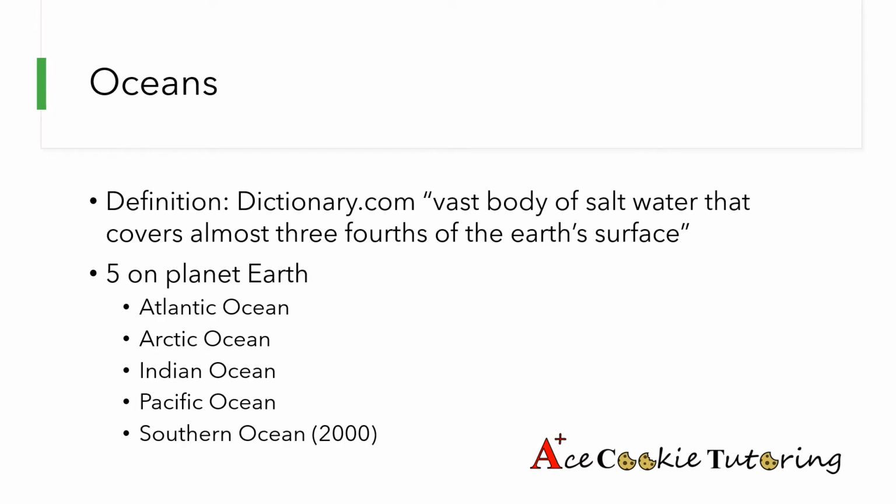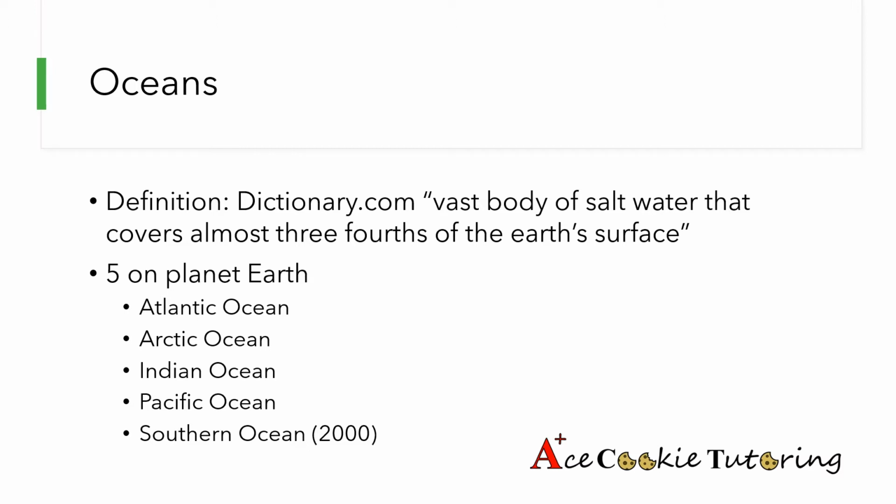Alright guys, we have the definition for a continent down. Let's look at the definition for an ocean. So dictionary.com says an ocean is a vast body of salt water that covers almost 3/4 of the Earth's surface. Wow, that is a lot of water.